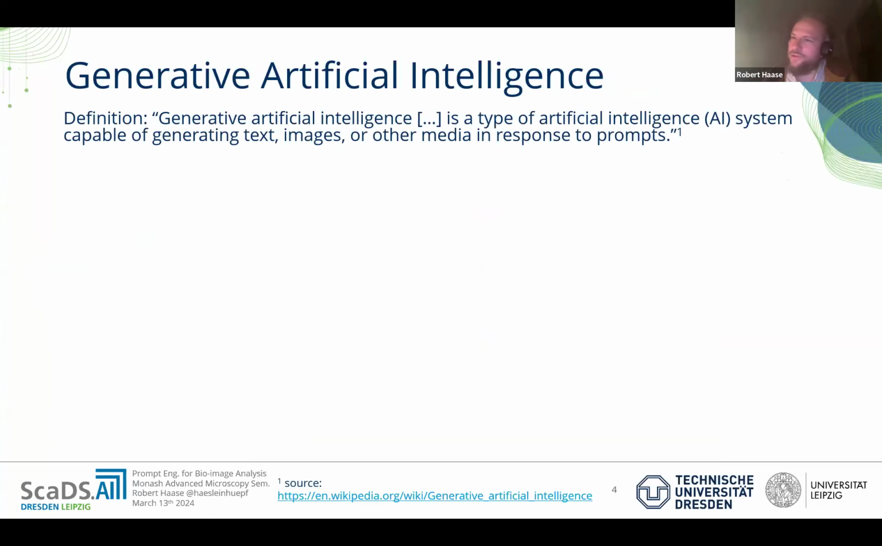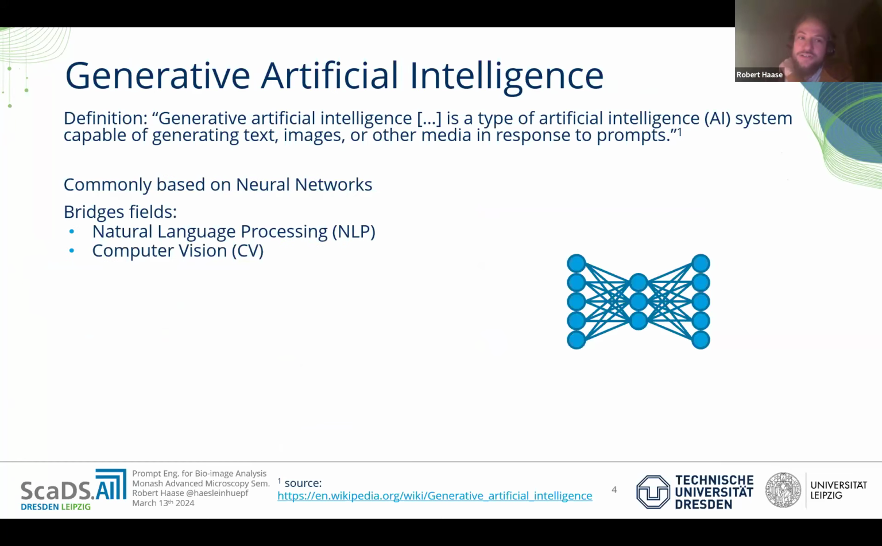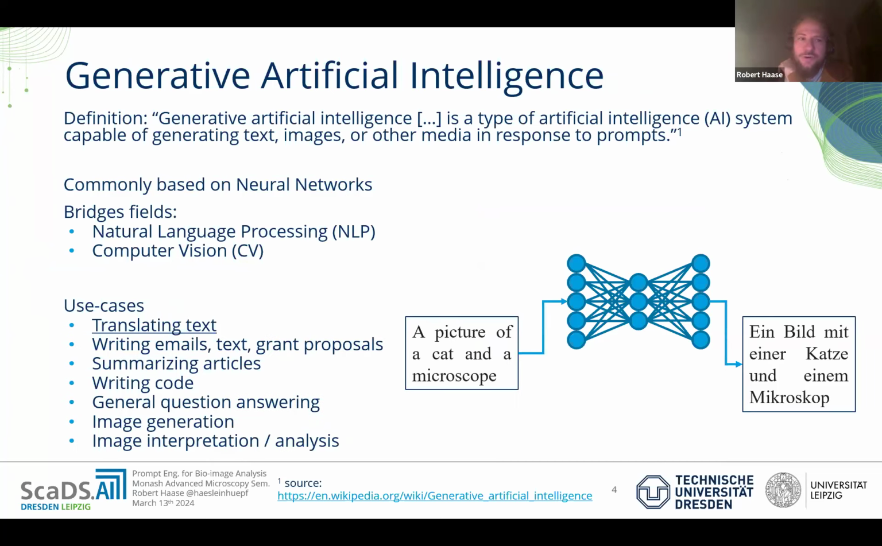So let's take one step back and have a look at what generative artificial intelligence is. Generative artificial intelligence is a type of artificial intelligence that is capable of generating text, images, or other media in response to prompts. This bridges the research fields of natural language processing and computer vision, and it is commonly based on neural networks.